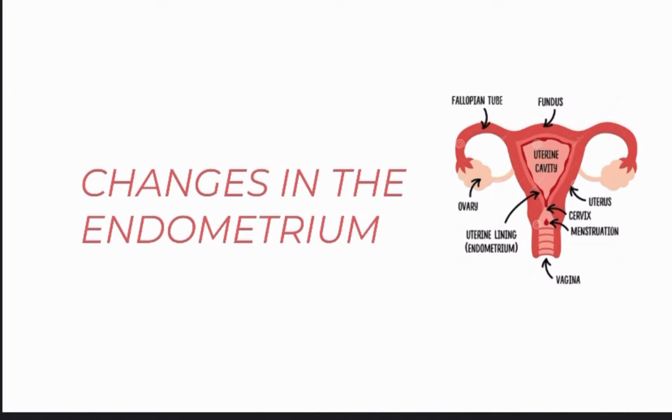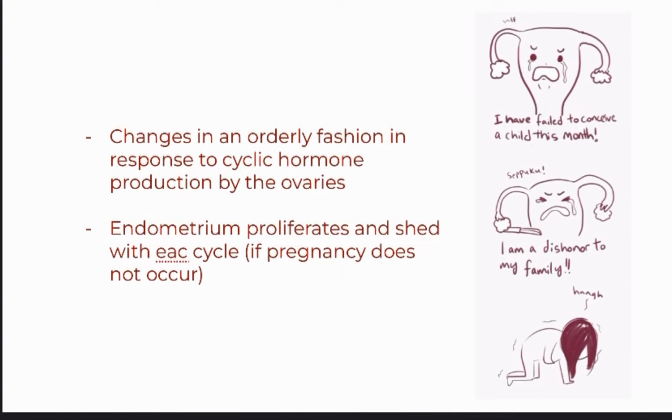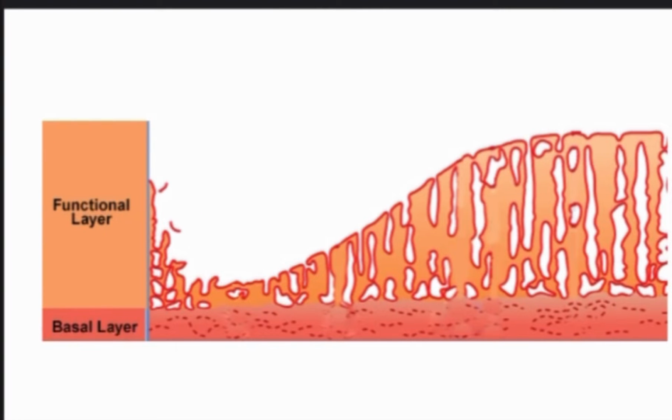First is the endometrium. Let's see what changes occur in the endometrium. Changes in the endometrium will be in an orderly fashion in response to cyclic hormones produced by the ovaries. The endometrium proliferates and sheds with each cycle if pregnancy does not occur. If pregnancy occurs, that is a completely different stage that we'll discuss later. But as of now, if pregnancy does not occur, the endometrium proliferates and sheds with each cycle.